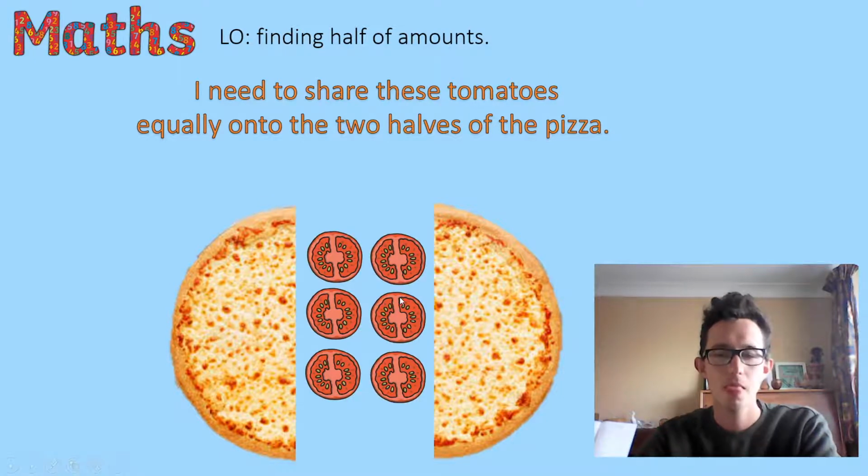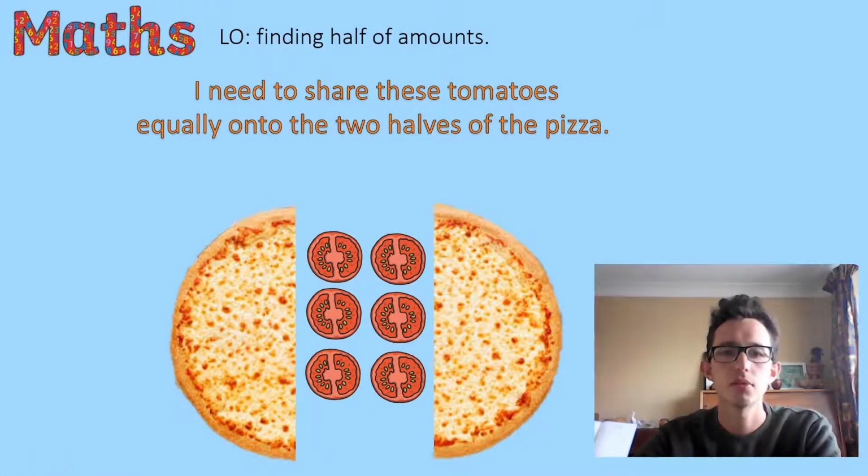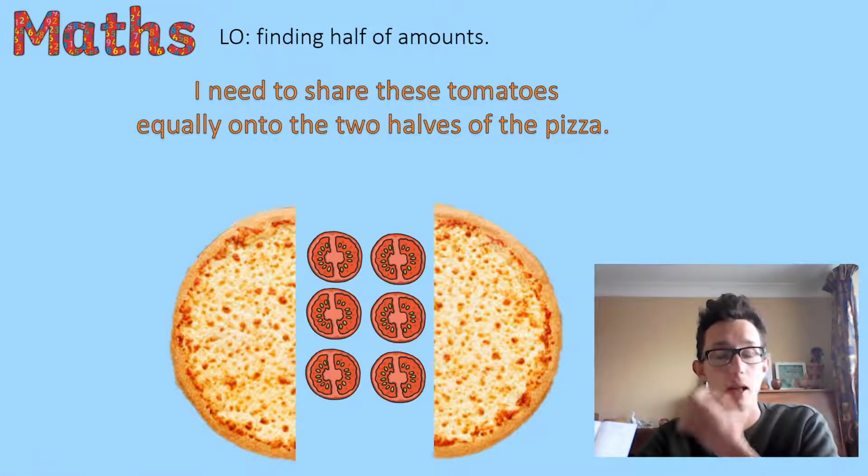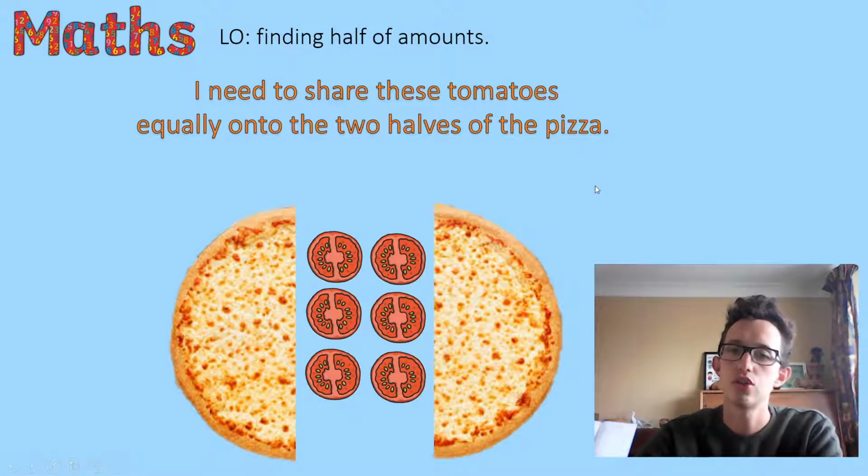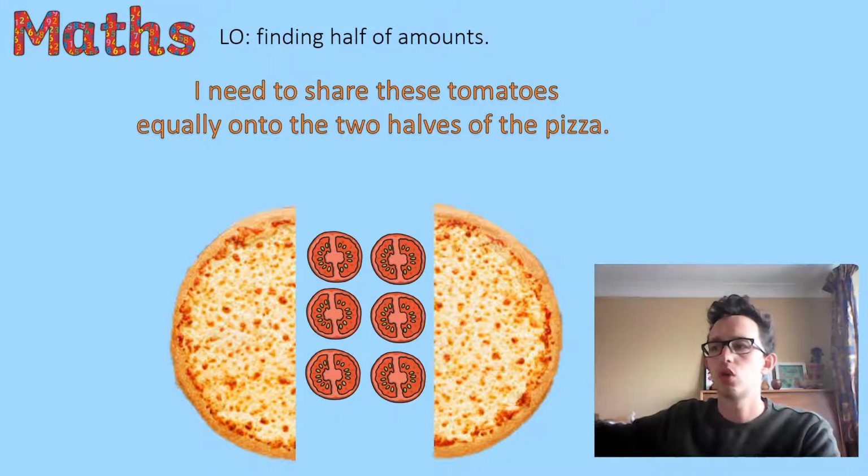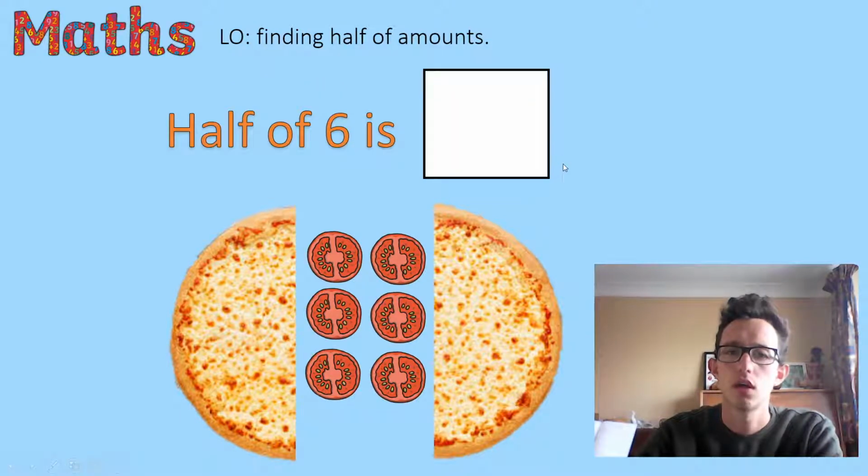Now I need to share these tomatoes now. These tomato slices equally onto the two halves of the pizza. So how many tomatoes do I have to start with? Let's count them. I've got 6. I'm going to half them by sharing them out. Okay, I'm going to share them equally onto the two halves of the pizza.